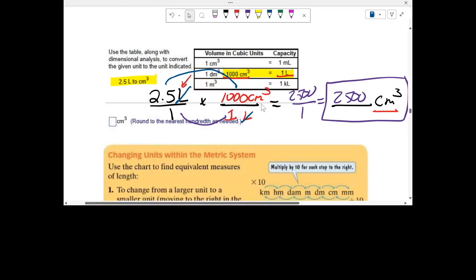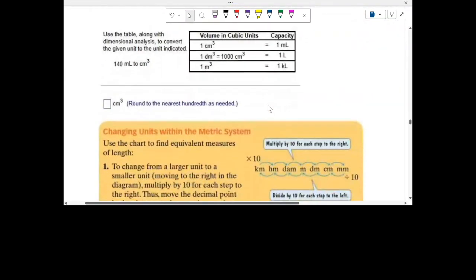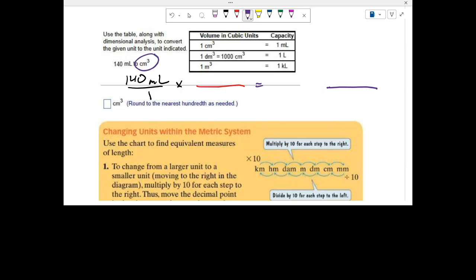All right, y'all, I'm going to keep scrolling down and let's see what else we got here. Okay, so here's another one. We're going to go from 140 milliliters to cubic centimeters. Let's see if we can figure this one out. First thing I'm going to do, I'm going to write 140 milliliters over 1 times some fraction is going to give me our answer, and we want this to be in cubic centimeters.